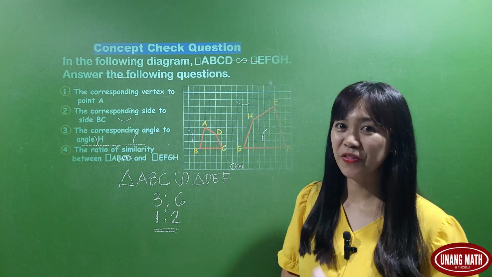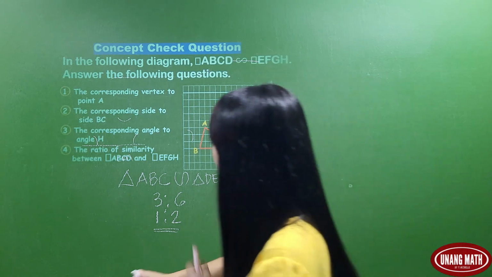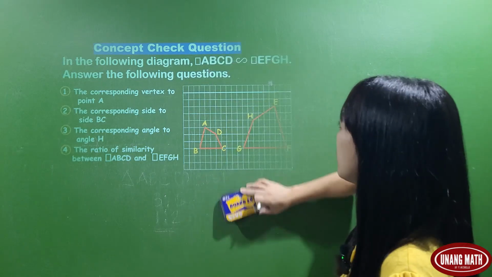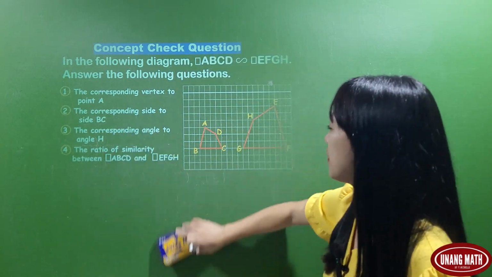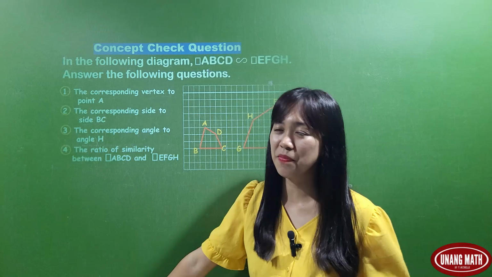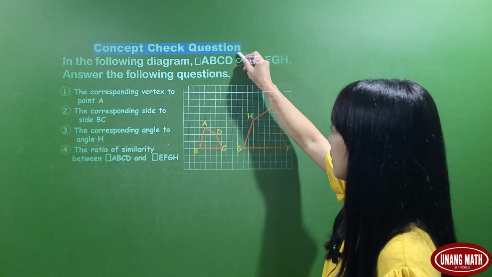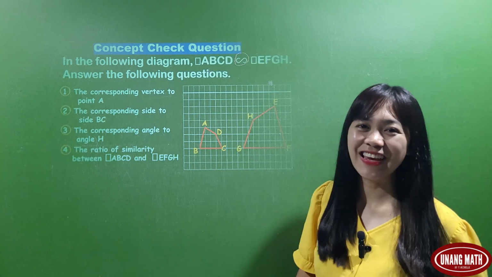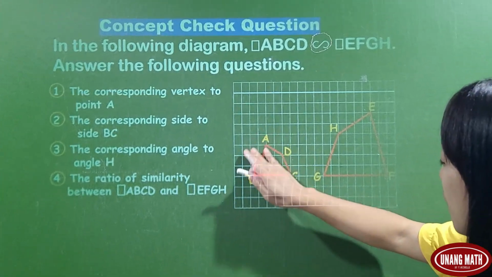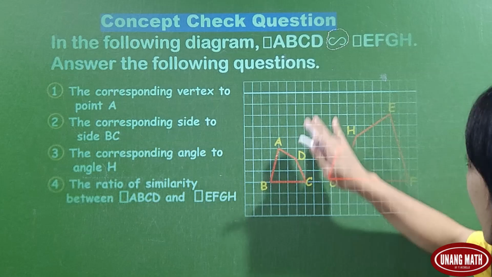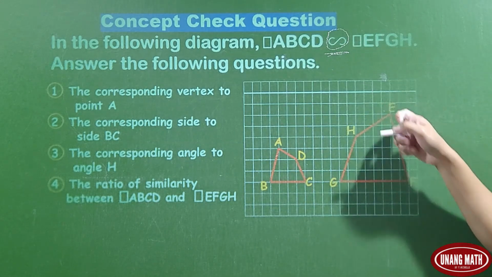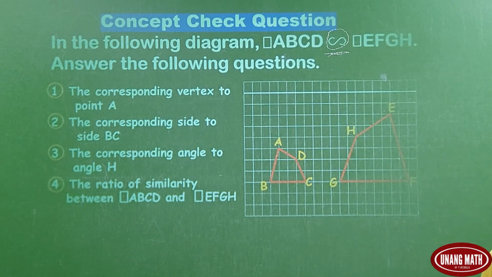Okay, let's give another example by answering this concept check question. In the following diagram, quadrilateral ABCD is similar, we have here the symbol, to quadrilateral EFGH. So this is our quadrilateral ABCD, according to this, similar to this quadrilateral EFGH. We will be answering the following questions here.